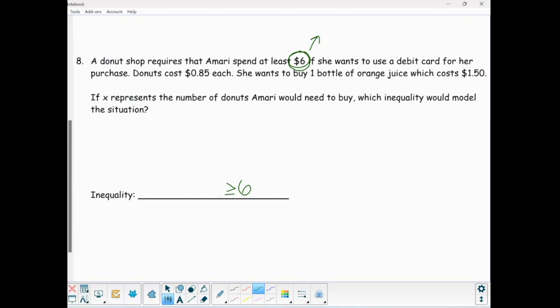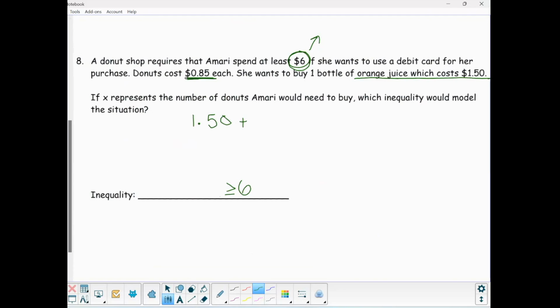Now, we know she's automatically buying 1 orange juice. She definitely wants her 1 orange juice. And that 1 orange juice is going to cost her $1.50. Now we want to find out the total she's going to be spending. So we're going to add that on to the donuts.